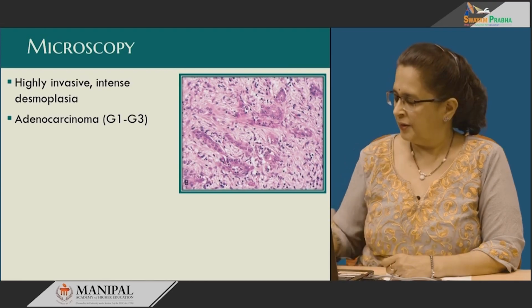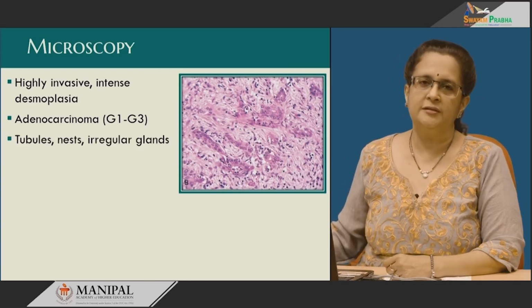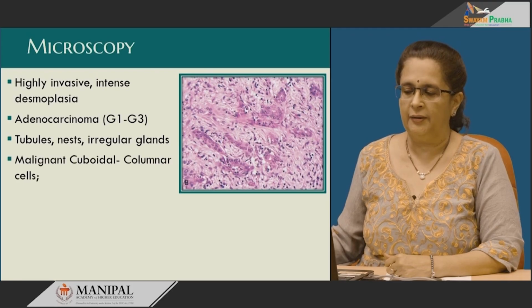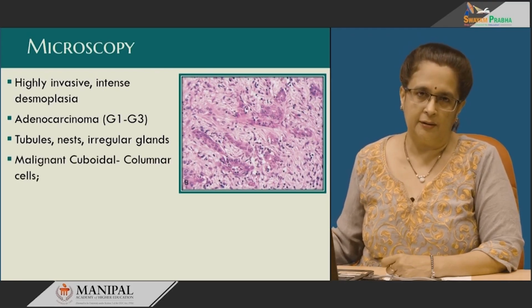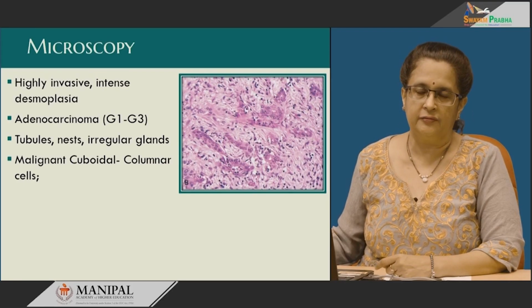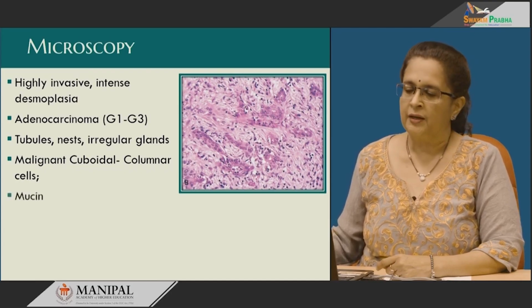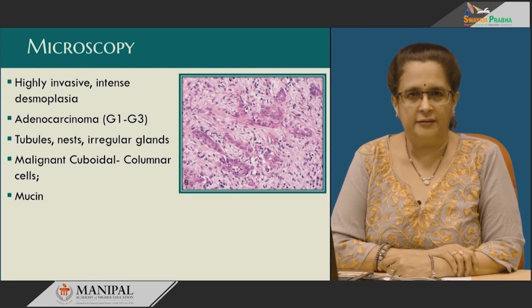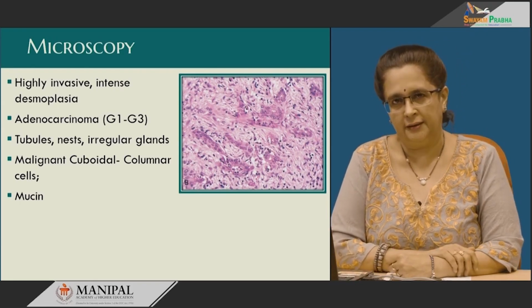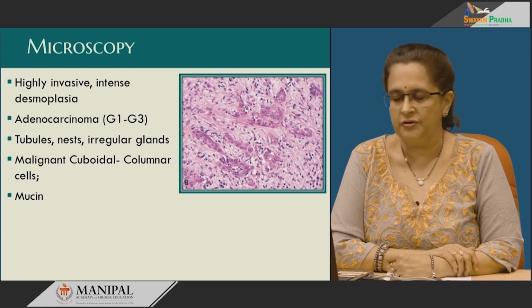The adenocarcinoma seen can be well, moderately or poorly differentiated and accordingly graded as G1, G2 and G3, and it is composed of tubules, nests and irregular glands lined by malignant cuboidal to columnar cells showing varying degrees of atypia depending on the grade, that is G1 to G3. Mucin is one characteristic feature of pancreatic ductal adenocarcinoma. It is seen in most of the cases.